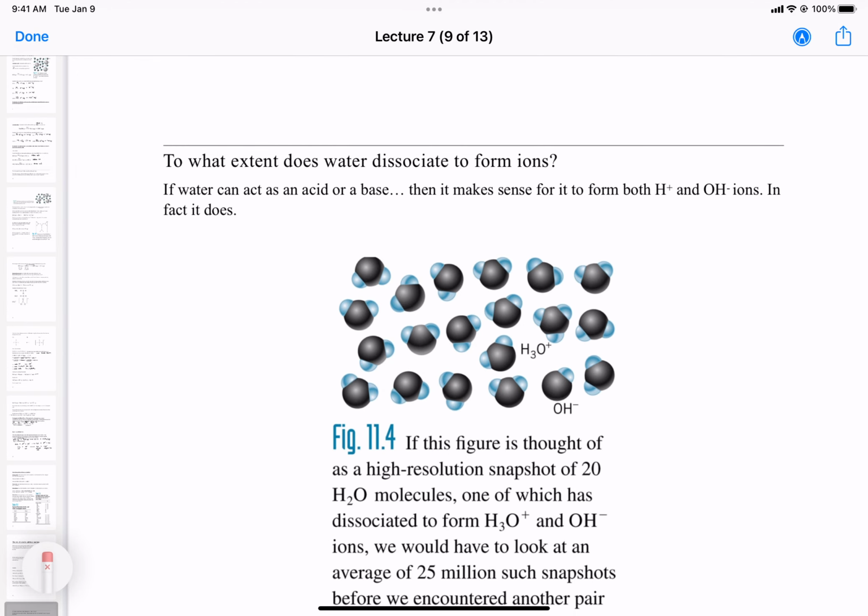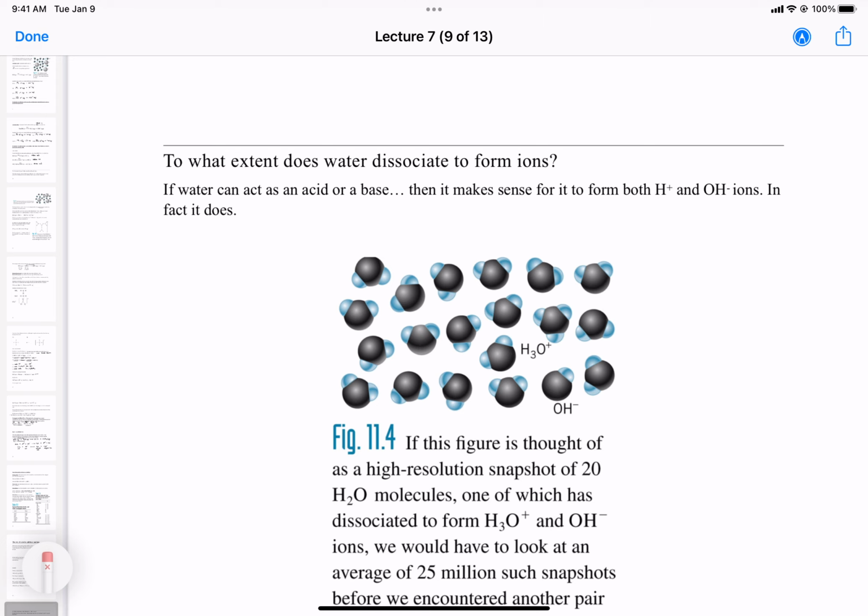So does water form ions, and to what extent does water form ions? So water does form ions, but as you may notice, if you drink water, it doesn't taste particularly sour or bitter. So water doesn't have any acidic or basic character by itself. It usually has to have help from another compound. So it does dissociate in solution, but if you look at this picture here, it's rather small.